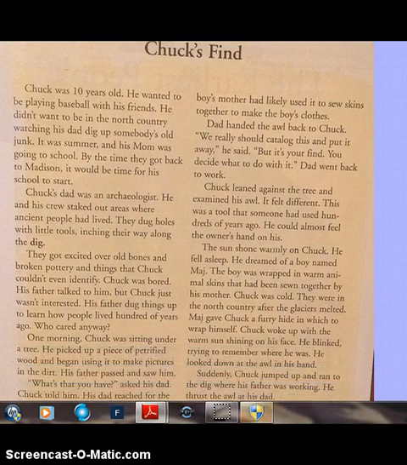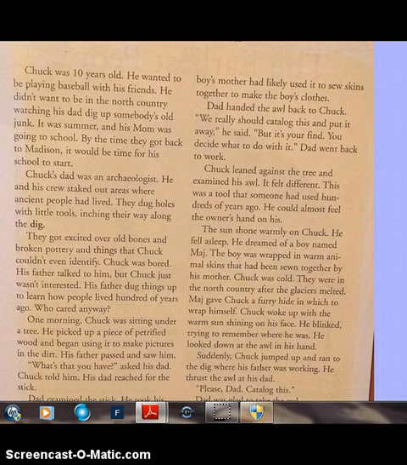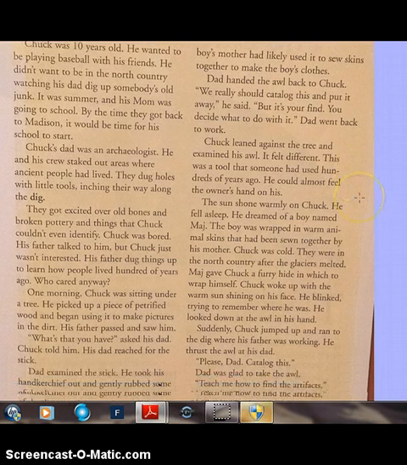Chuck's Find. Chuck was 10 years old. He wanted to be playing baseball with his friends. He didn't want to be in the North Country watching his dad dig up somebody's old junk. It was summer, and his mom was going to school. By the time they got back to Madison, it would be time for his school to start.